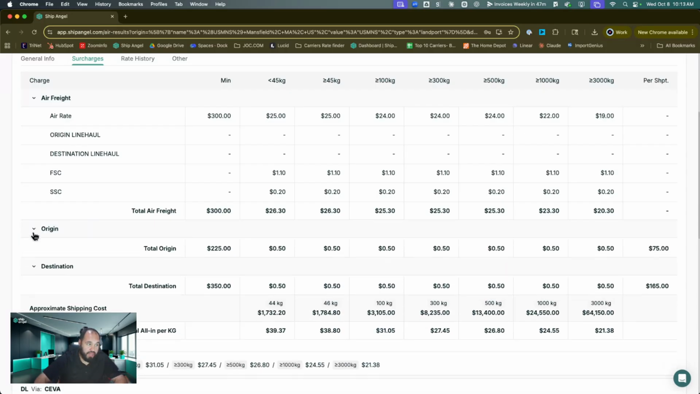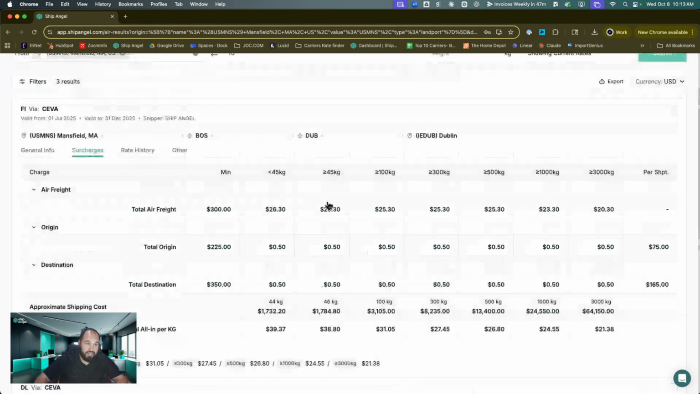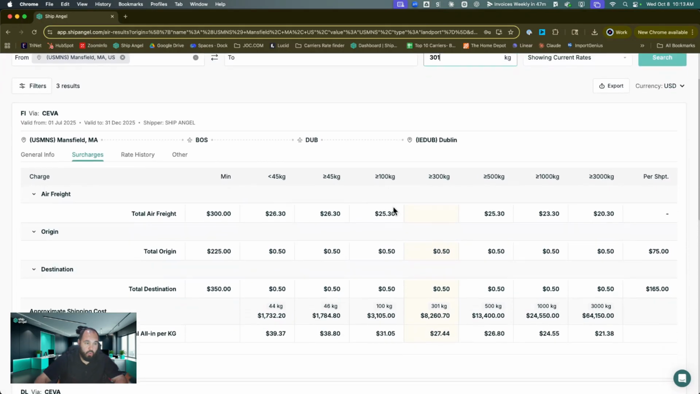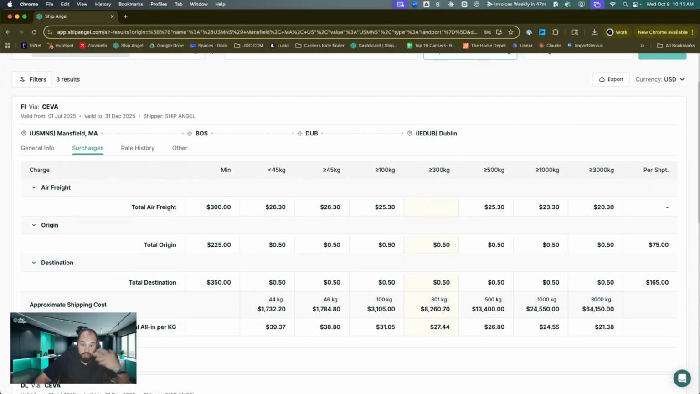Ultimately, we give all of that information for you here to validate, and we give the ability to put in a chargeable weight. And so if I come in here and put in 301 kilos, what it's going to do here is calculate, at 301 chargeable weight kilos, what's the actual cost of this shipment?